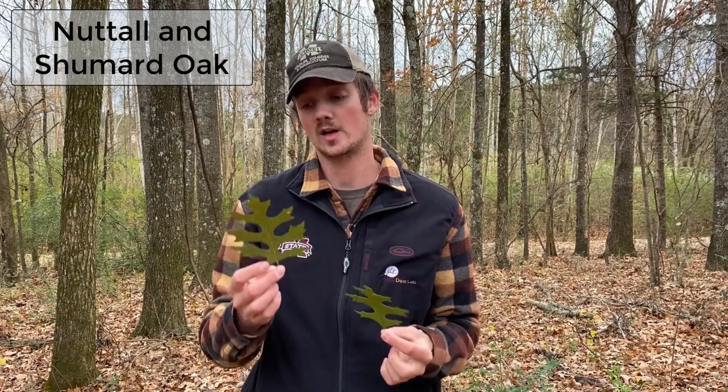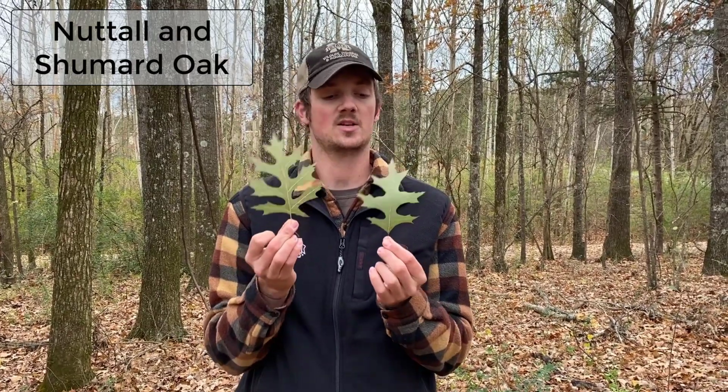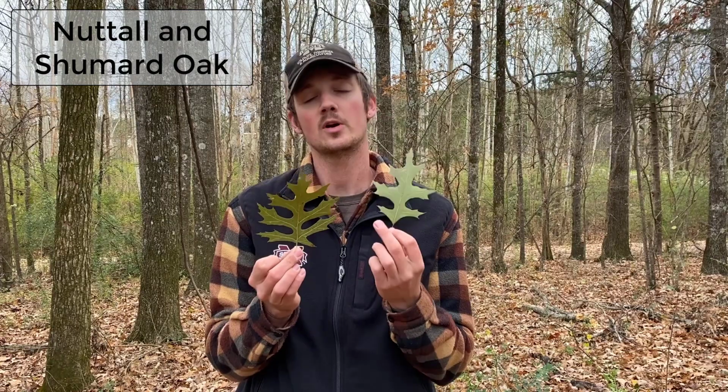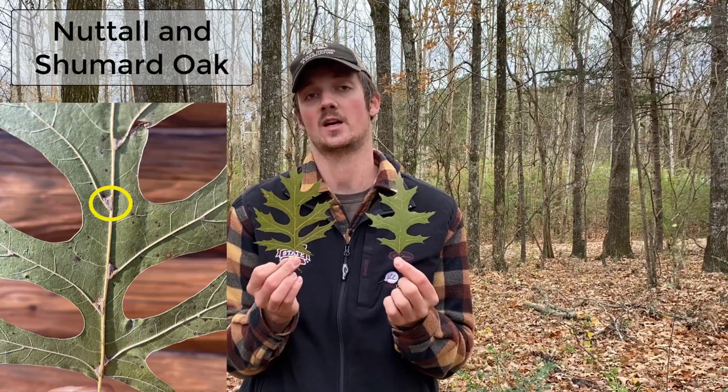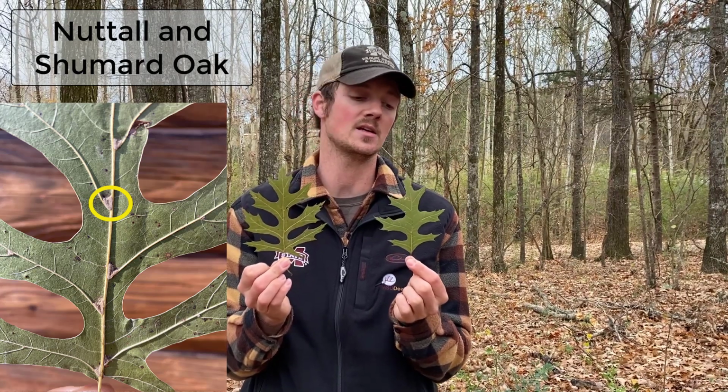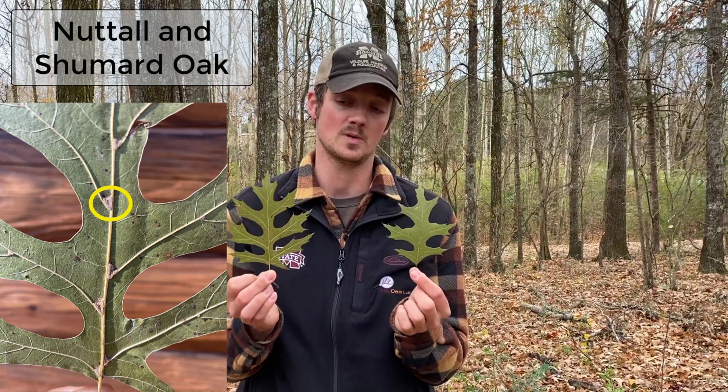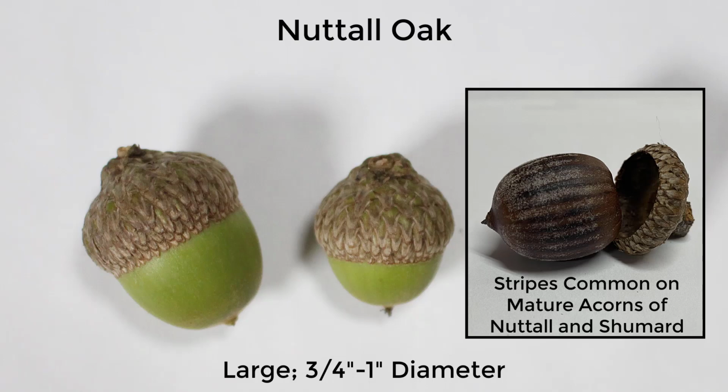Now, one of the similarities between Nuttall oak and Shumard oak is that on the back side of the leaf, they have pretty noticeable clusters of little hairs where the veins intersect on the back of the leaf. And that's a really good ID for either one of these two species. Nuttall and Shumard oak acorns are generally pretty large, and they both sometimes have vertical stripes running up and down on the acorn.